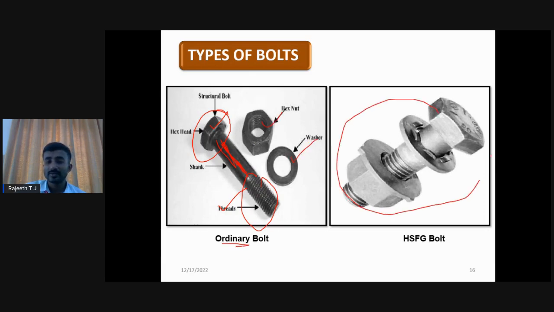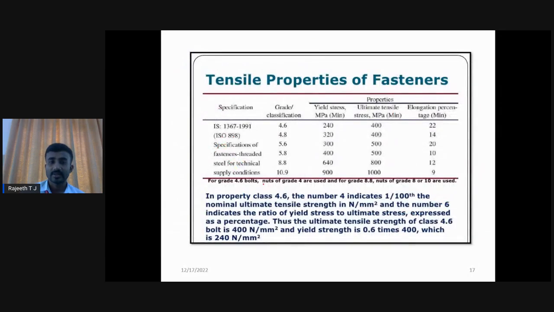On this side we can see the high strength friction grip bolt, where the force is going to transfer through the bolts through both friction and also bearing. So here the load is going to transfer through shear. These are the different types of bolts which are used for connection of steel structures. Now let us go to the properties of the fasteners, nothing but bolts.